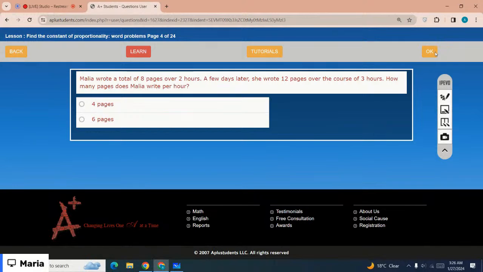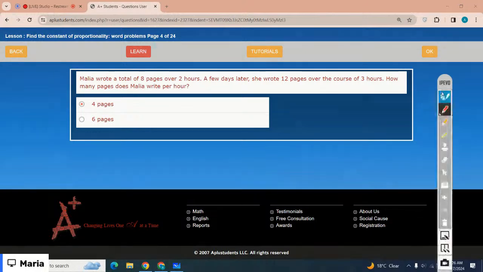The correct option is 4 pages. How? You have to calculate y over x. Here you have time is 2 hours, time is x, that is 2. And you have pages. How many pages in 2 hours? That is 8. So for the other, you have 3 hours and 12 pages. So you have to do y over x, 8 over 2 and 12 over 3.